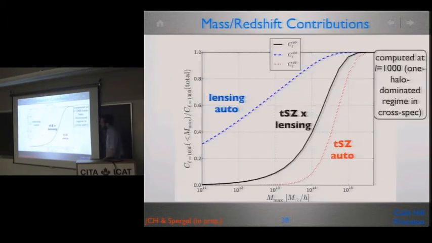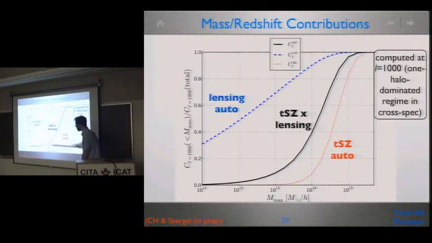All right, so what masses and redshifts are contributing to this signal? This plot shows the cumulative contributions to the power at L of 1,000 for these 3 different spectra. The TSE autopower spectrum is red, the cross is in black, and the CMB lensing autopower spectrum is in blue. The CMB lensing autopower spectrum is sourced by halos down to very, very small mass scales. The TSE autopower spectrum comes from clusters, so things above 10 to the 14 solar masses. And this cross-power spectrum essentially lies in between the two.